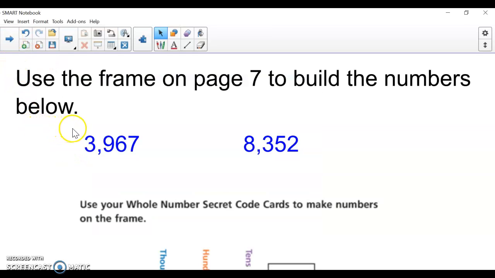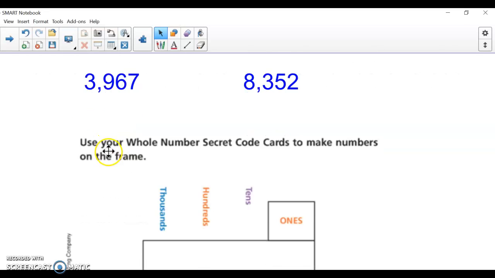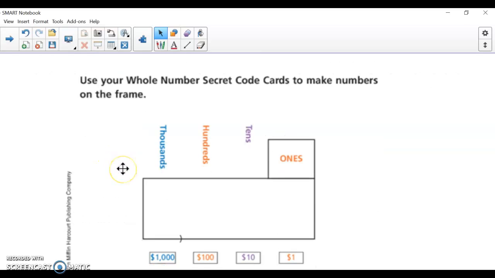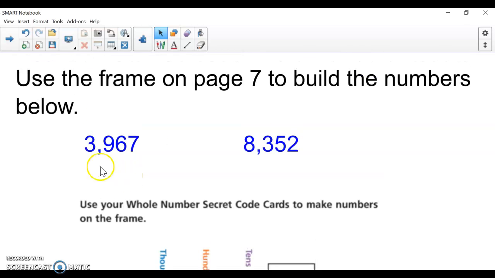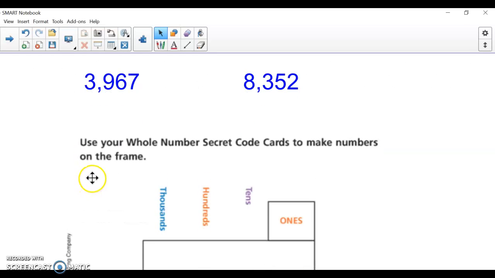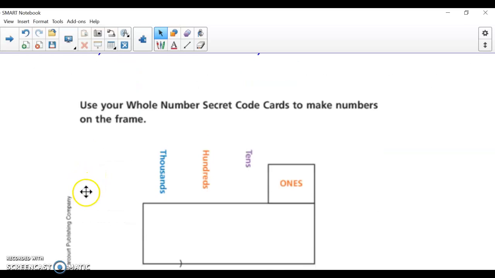And so now, with your cards that you just made, we're going to build our frame. So on the bottom of the page, you're going to see this. And we're going to try and use these. We call these our secret code cards, and we want to make the numbers up above so we can see what each place value is really worth. And so we'll do this one together. I want you to try and find your 3,000 card, because we have a 3 in the thousands place. You're going to start with your largest place value and put that down first. So put your 3,000 down.